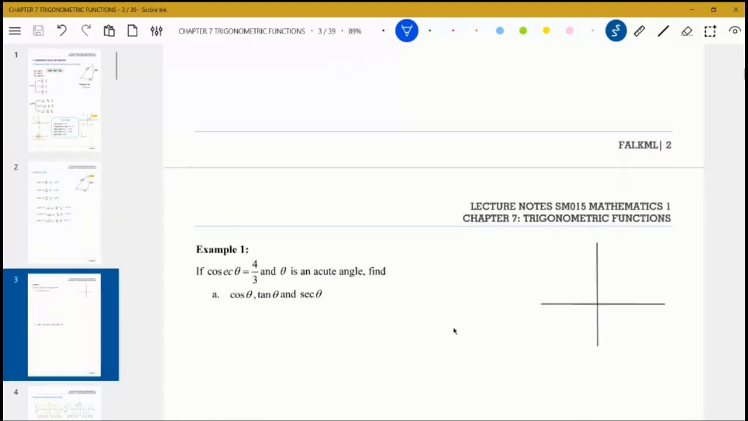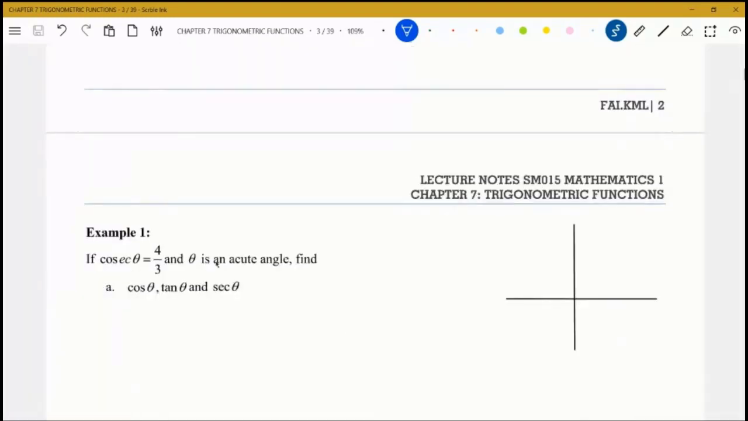First thing, we need to sketch your theta. Kita nak tentukan theta to lies on which quadrant so that kita boleh lukis kamu punya triangle. So it's an acute angle, and then we know that acute angle should lie on the first quadrant. Okay, so we sketch the first quadrant, your triangle.